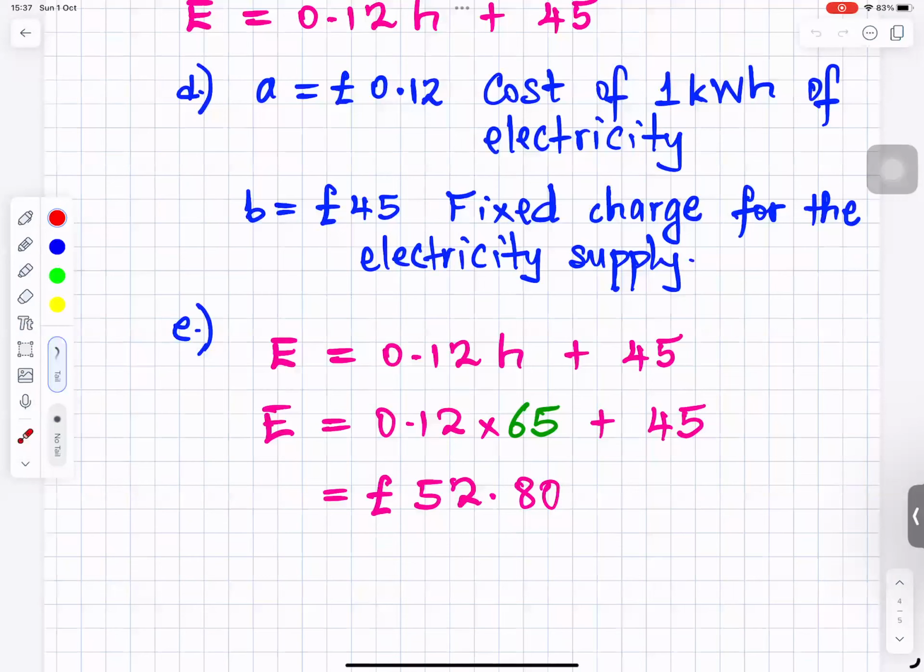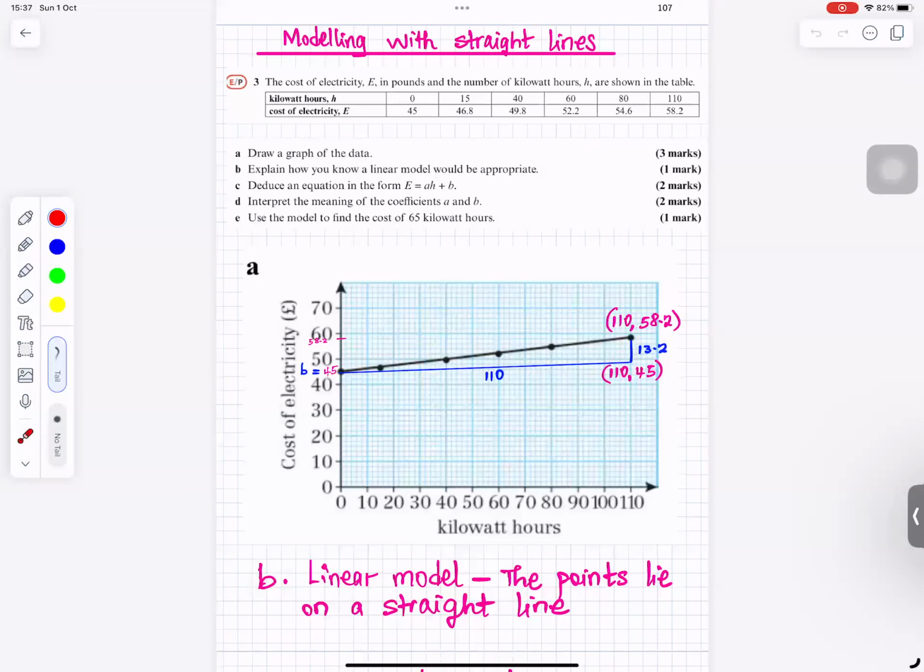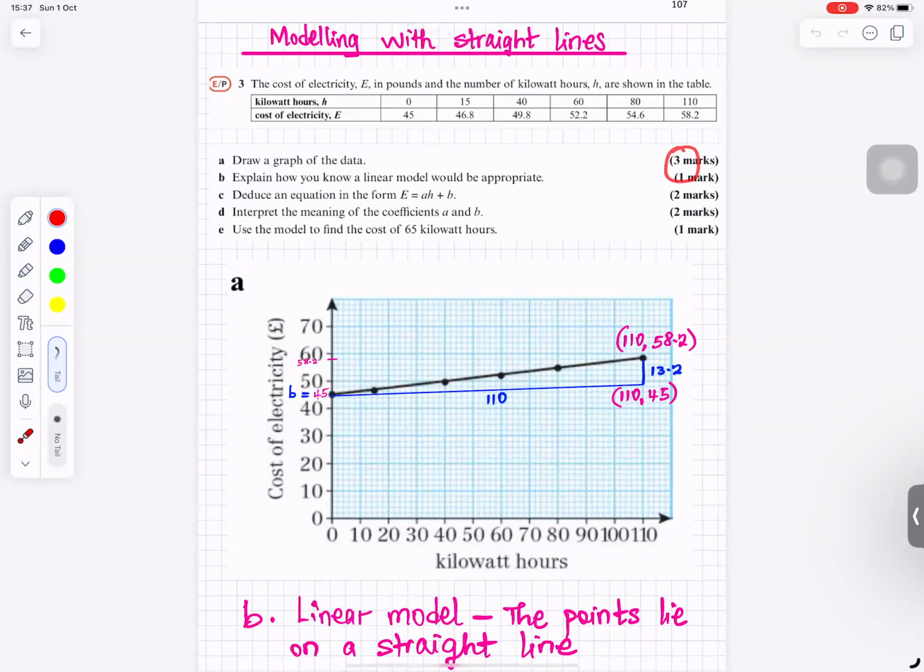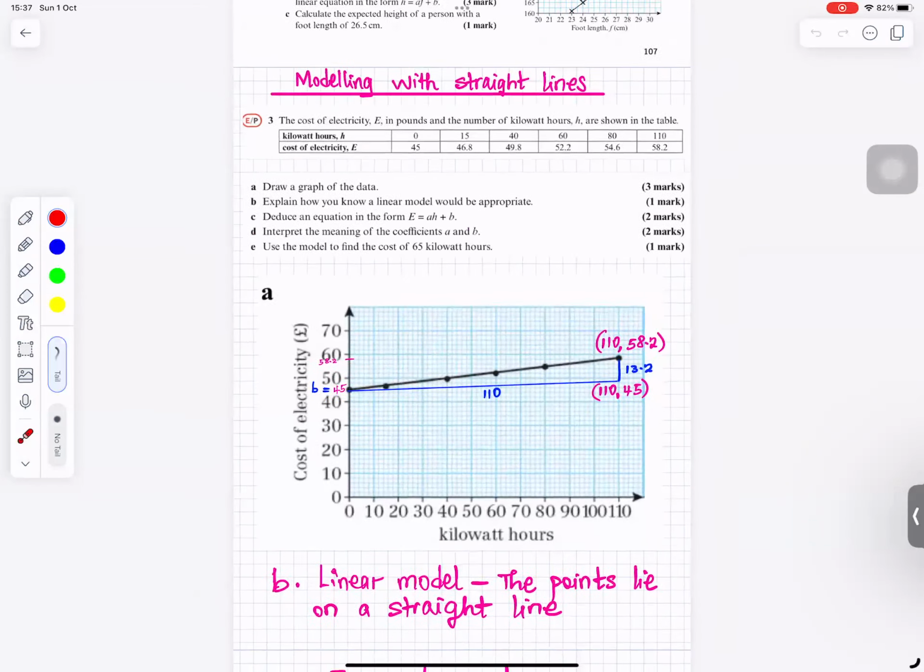Part E, we use that equation that we found, substitute the value 65 for the kilowatt hours, and you work out that it will be 52 pounds 80. So the total mark for this question is 3 plus 1 is 4, plus 2 is 6, plus 2 is 8, plus 1 is 9. So this question is 9 marks. On each section, you can see the breakdown of the marks. Roughly, I would say 9 minutes, or because of the graphs and things like that, you might take 10 to 12 minutes. And that gives you a complete answer for that question.